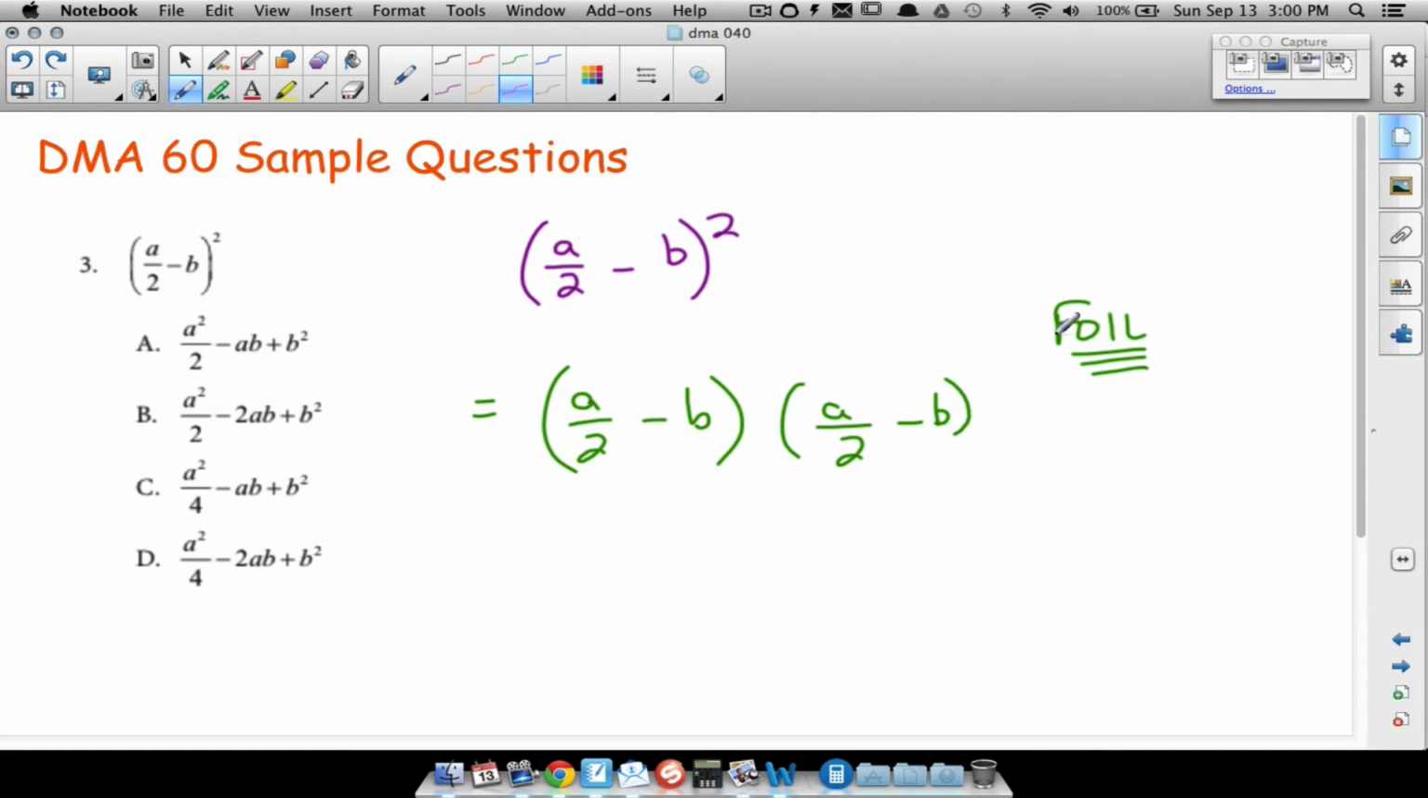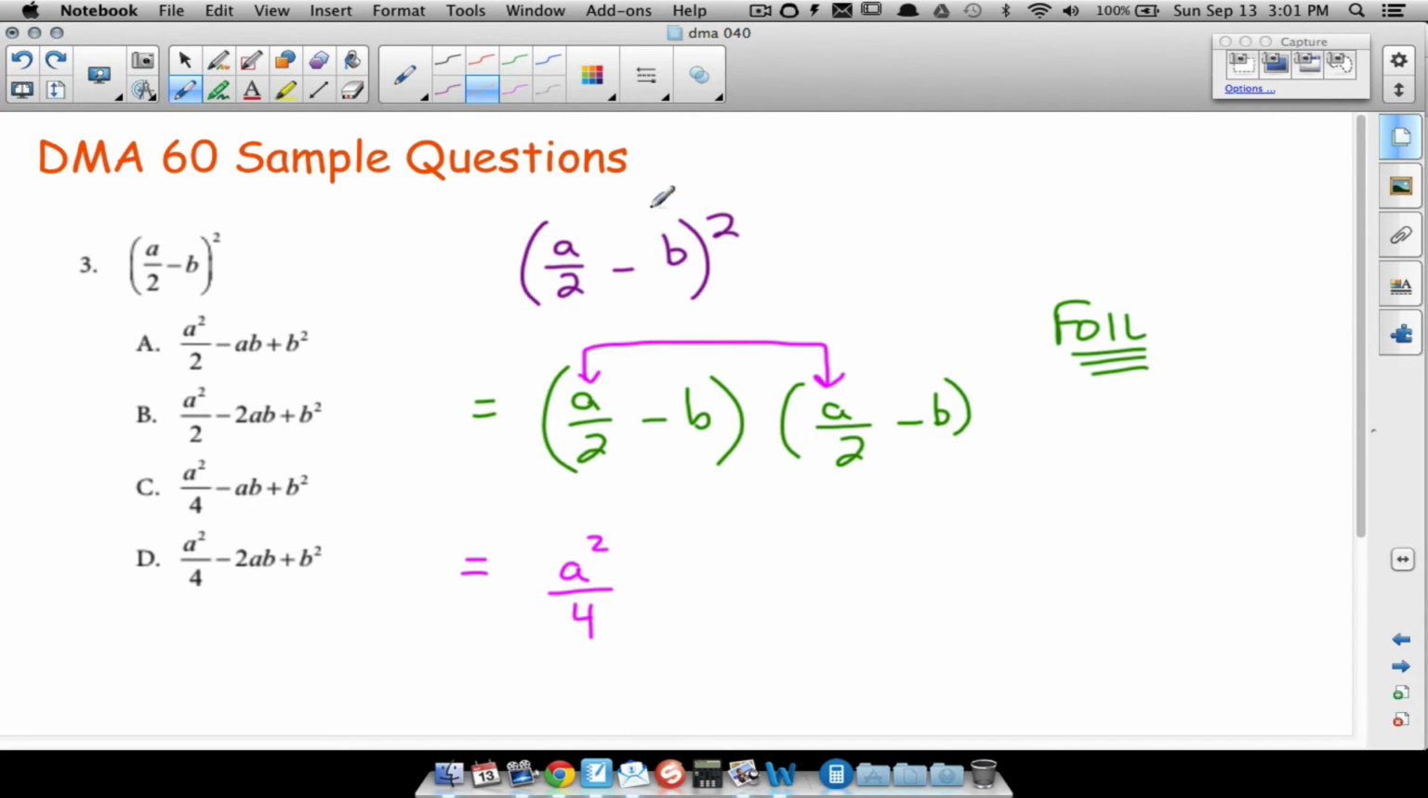And we think of it as F for FOIL. We take the first term times the first term. First term in this parentheses, which is this, times this. Now you've got to think, how do you multiply fractions? Top times top, so a times a is a squared. Bottom times bottom, so that's a squared over 4. That's the F because it's the first term, first term.